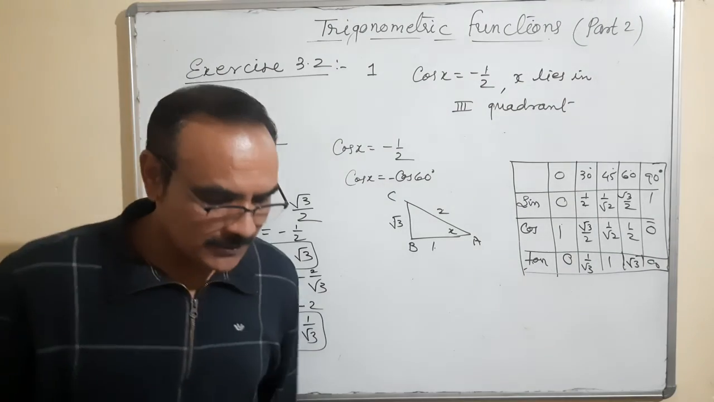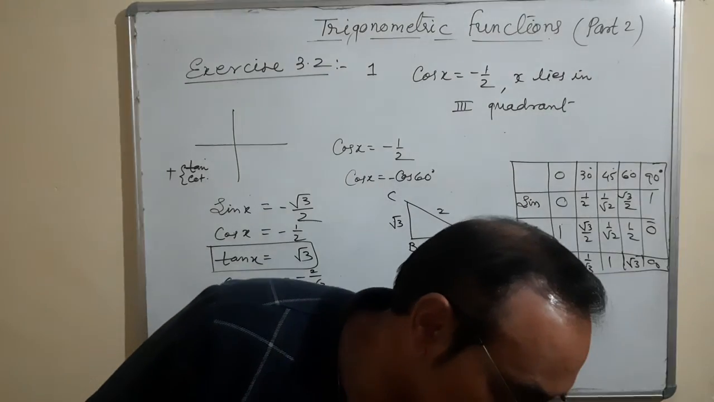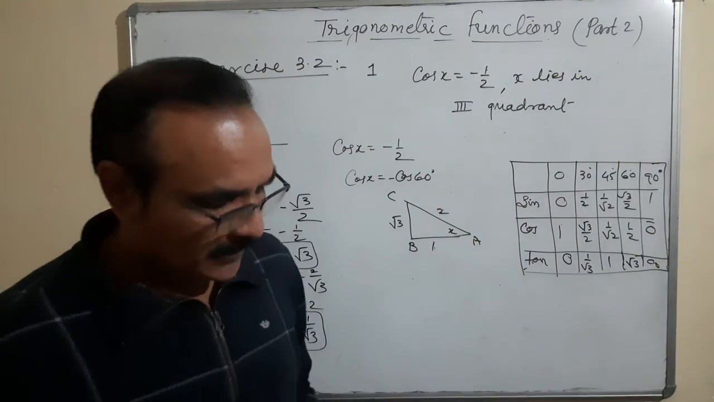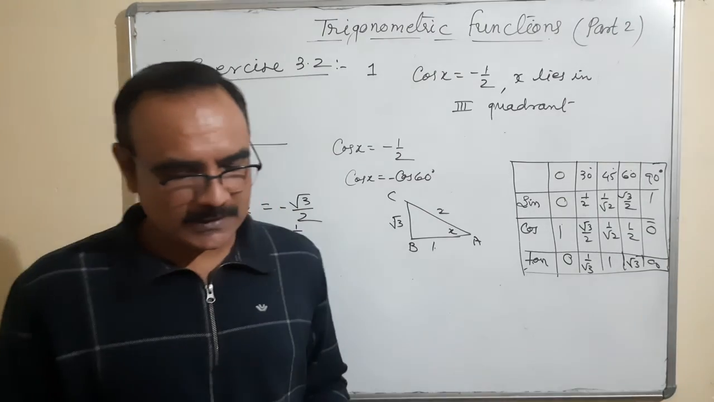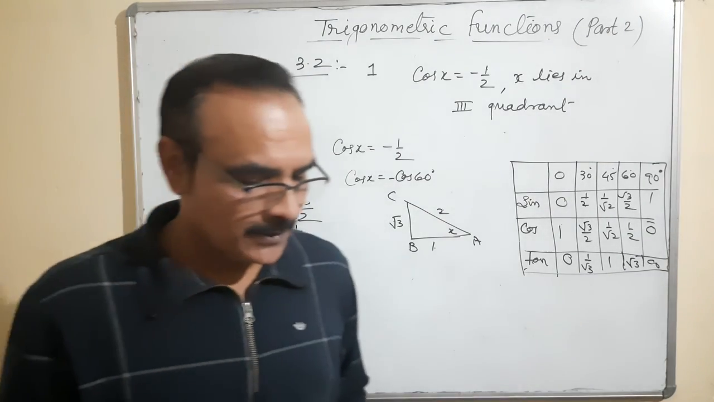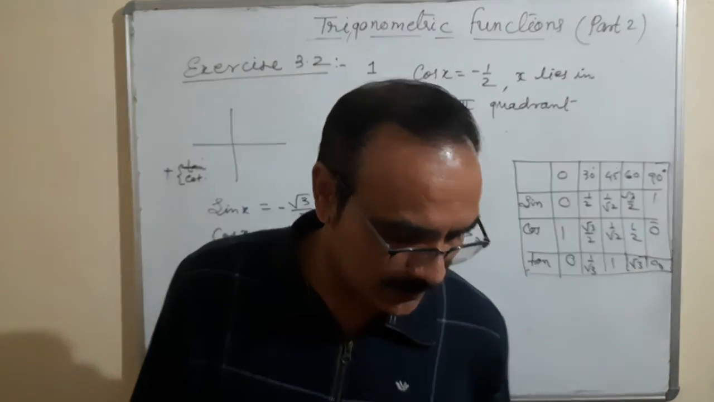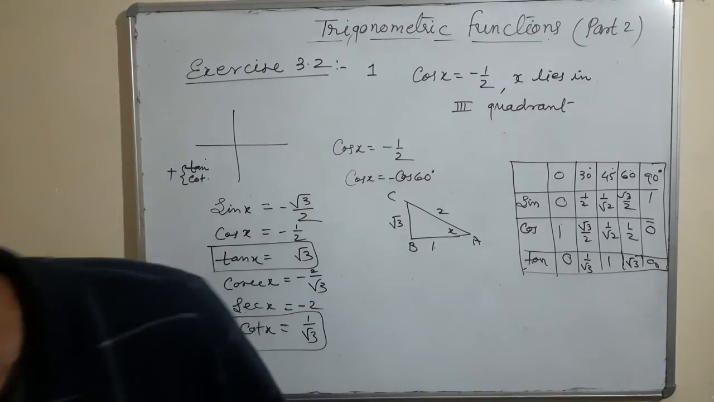So that is the procedure by which you can find out the values of all terms. One question is: find the values of the trigonometric functions in exercises 6 to 10. So I want to take this and find some values.